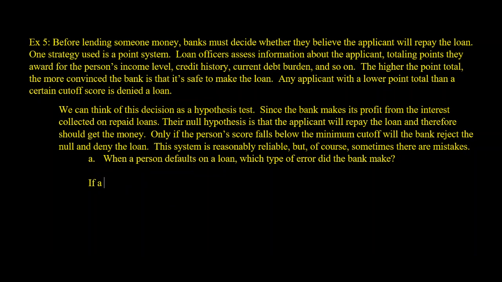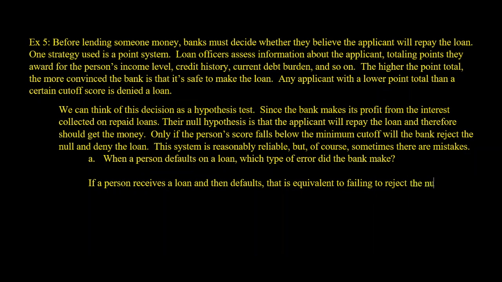So if a person receives a loan and then defaults, that is equivalent to failing to reject the null when it is actually false. A type 2 error.